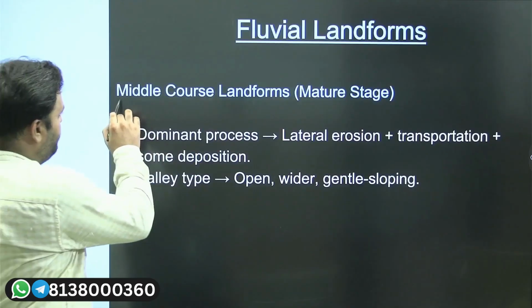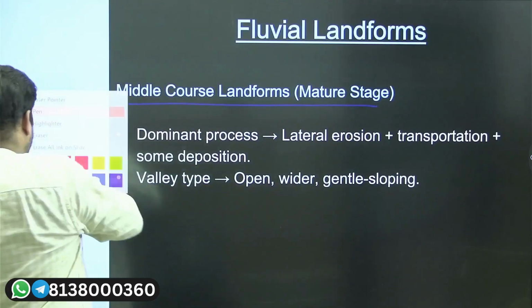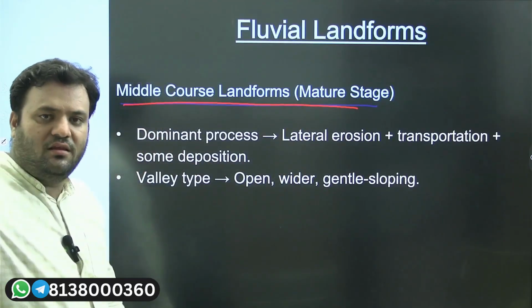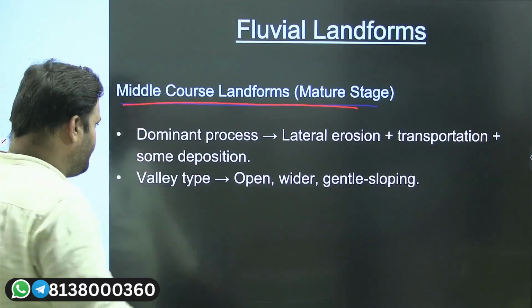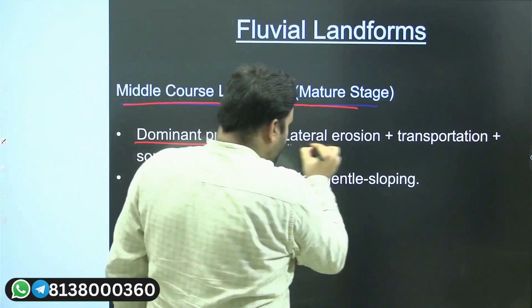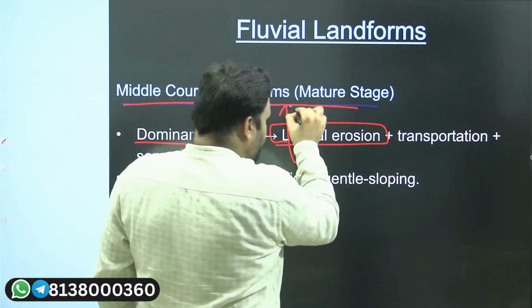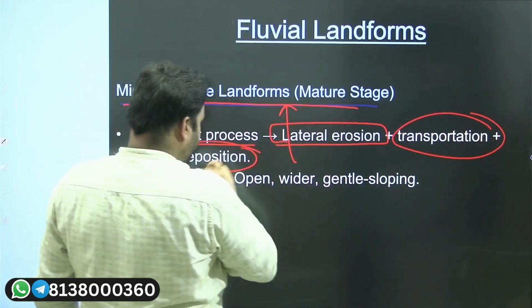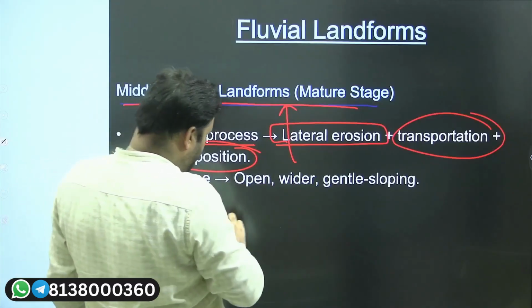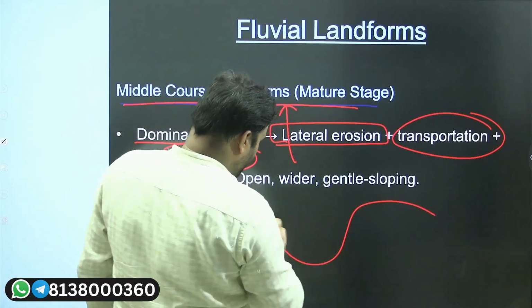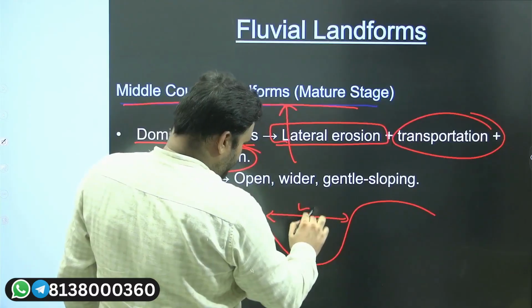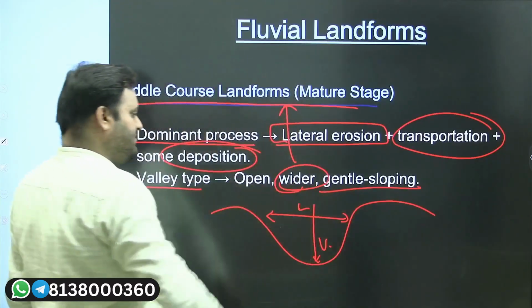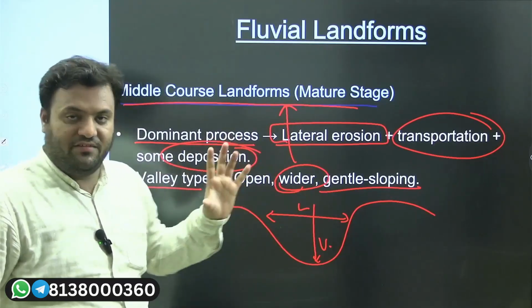Middle course, mature stage. When there is a middle course or mature stage, because of the gentle appearance of the slope, there will be dominant processes. Which dominant processes will be there? Lateral erosion will be more, transportation will be more, and deposition will take place. The valleys formed will look like this. More lateral erosion, less vertical downcutting, a gentle slope, and valleys will be wider, more and more wider.